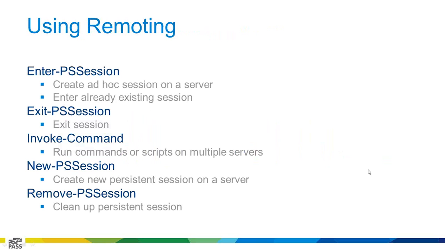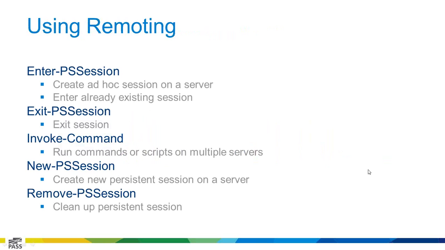If we just want to run a command against a single server or multiple servers, we'll use Invoke-Command, and we'll pass either a script block containing the code that we want to execute on the remote server, or we can send a file path. We can specify a file path, and it will execute the script that's identified in that file path. We'll show this to you in a demo in a minute.